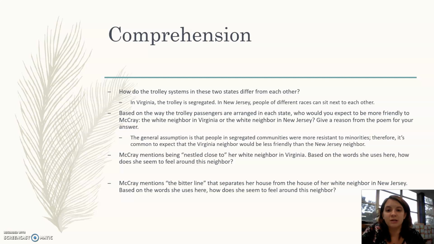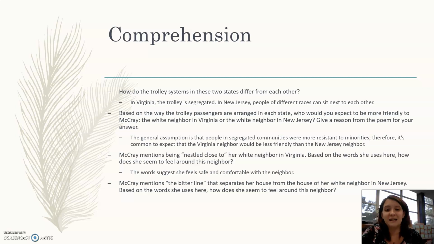So the general assumption is that people in segregated communities were more resistant to minorities. Therefore, it's common to expect that the Virginia neighbor would be less friendly than the New Jersey one. McCray mentions being nestled close to her white neighbor in Virginia. Based on the words she uses, how does she seem to feel around this neighbor?